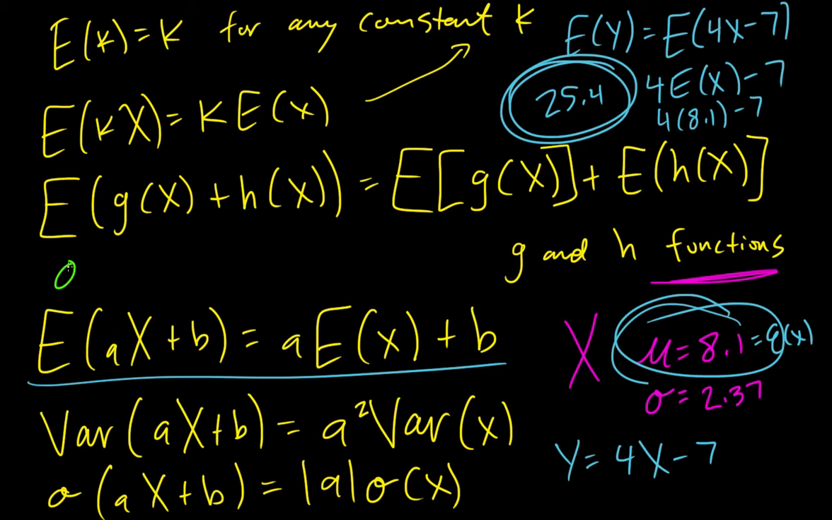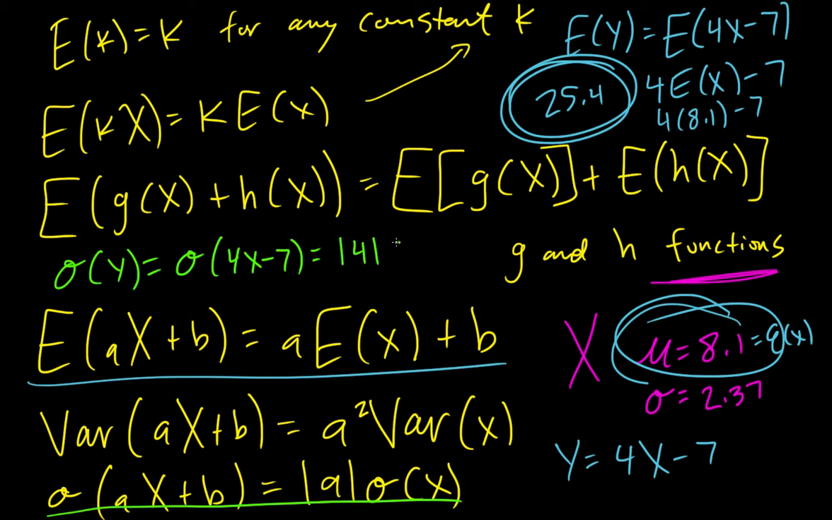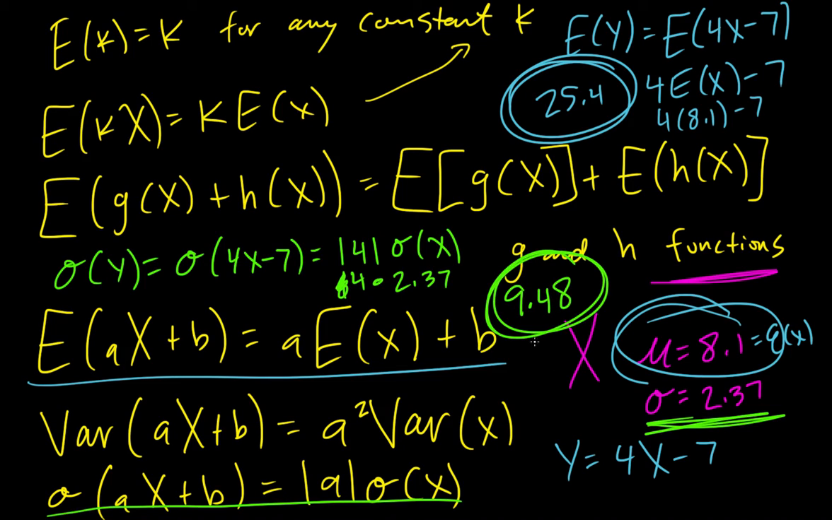When we're doing the standard deviation of y, we use this one, and so that's the same thing as the absolute value of 4 sigma x. We know that the standard deviation of x is just 2.37, so we get absolute value of 4 is just 4, so we get 4 times 2.37. If we plug that into a calculator, we get 9.48. So that's our standard deviation.